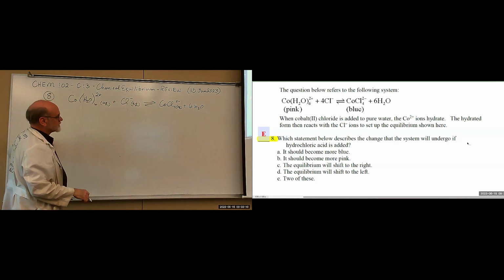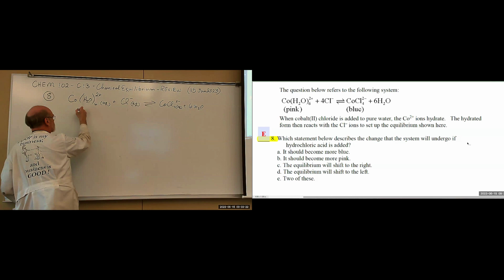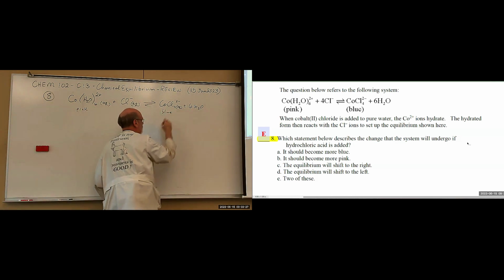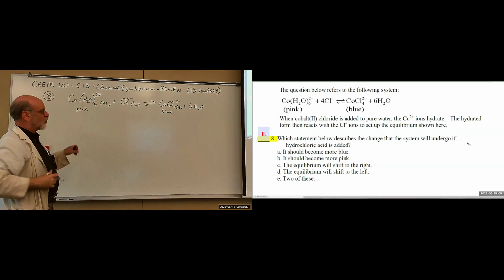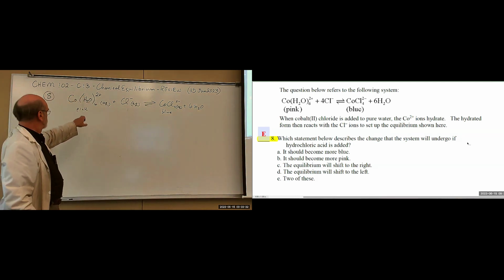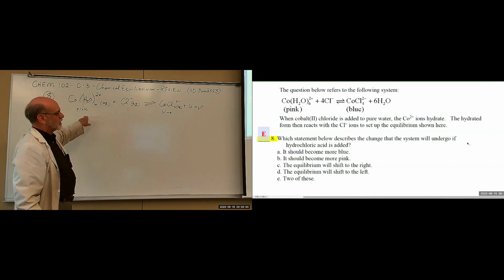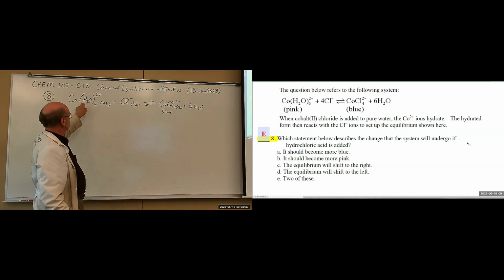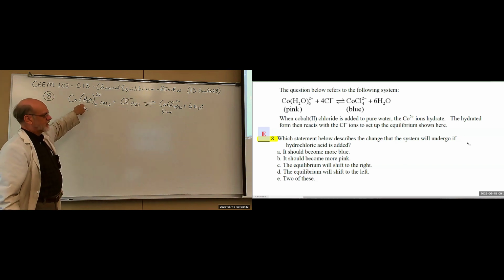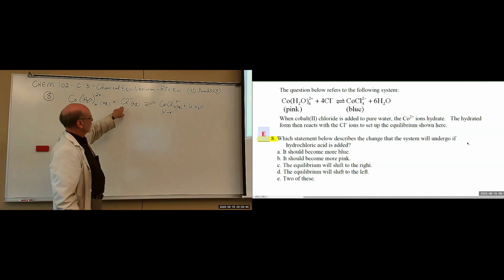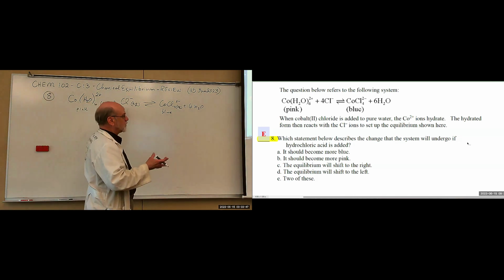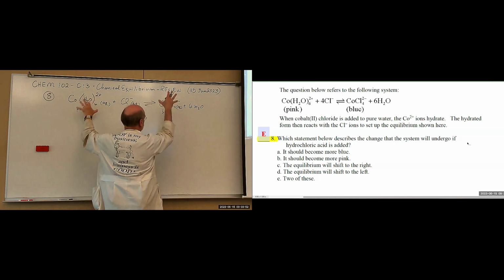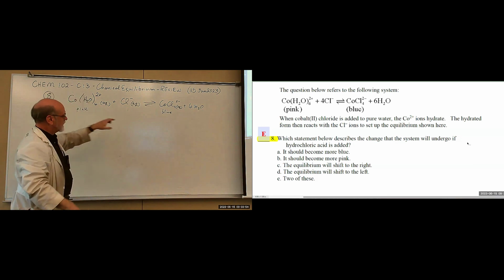So if this is at equilibrium and this species is pink and this one is blue, when cobalt(II) chloride is added to pure water, the Co2+ ions hydrate. They form this complex right here. The hydrated form then reacts with chloride to set up an equilibrium that produces this one. So we've got an equilibrium between these 2 complex ions. That one was pink and that one was blue.